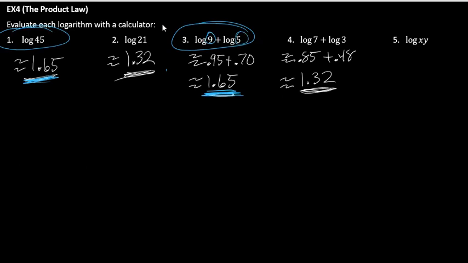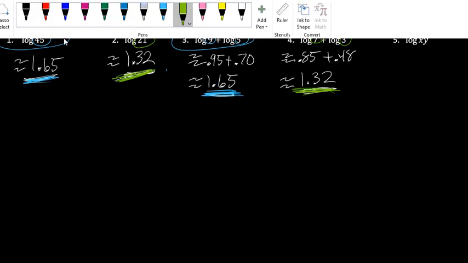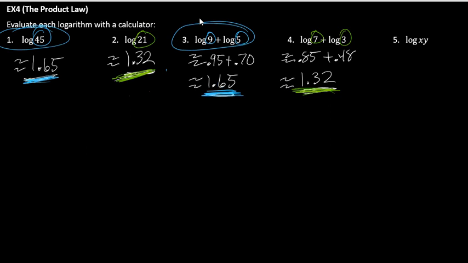Well, what is 9 times 5? 9 times 5 is 45. That pattern continues here and here with the 1.32. What is 7 times 3? Well, that's 21. So we can go ahead and make the generalization.